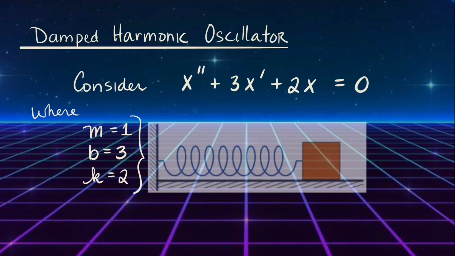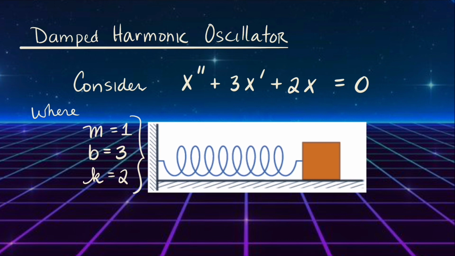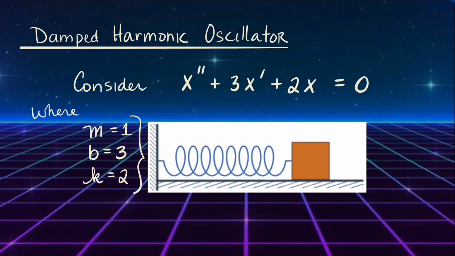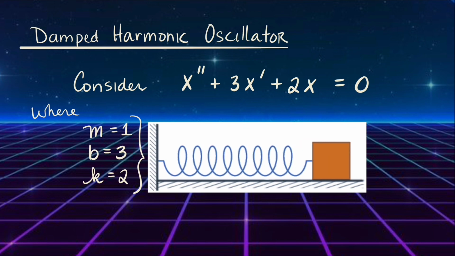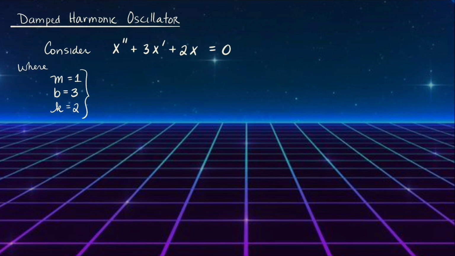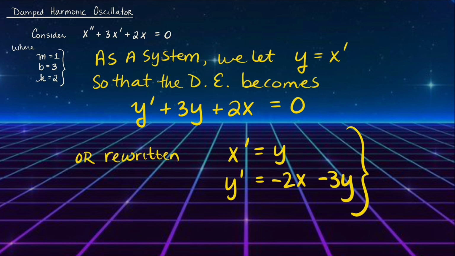Recall our damped harmonic oscillator. Here, let's consider a mass of 1, a friction coefficient constant of 3, and a spring constant of 2. Let's solve this differential equation using a system of differential equations. So first, we're going to formulate this in terms of a matrix equation. We let y equal x prime, so that our differential equation gives us this system here: x prime equals y, y prime equals negative 2x minus 3y.